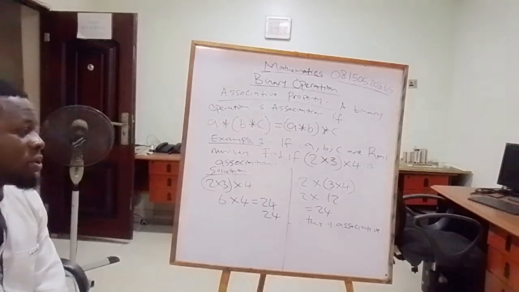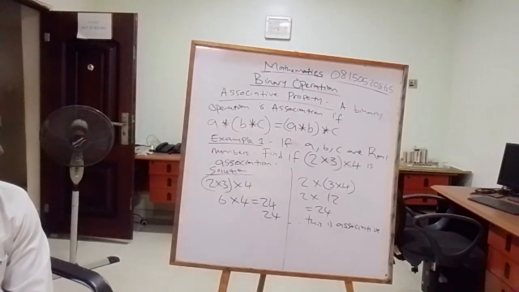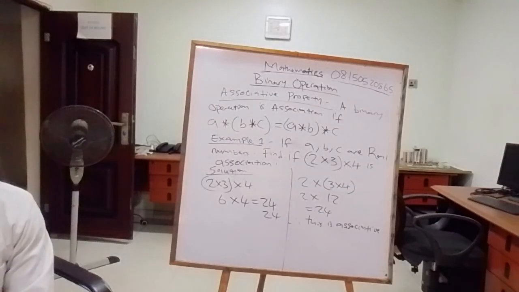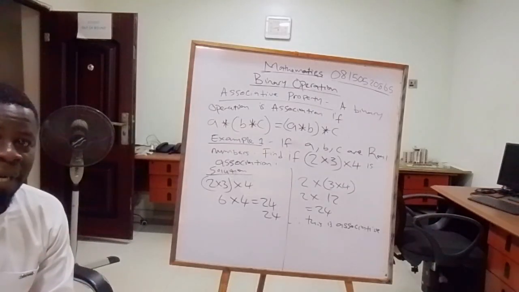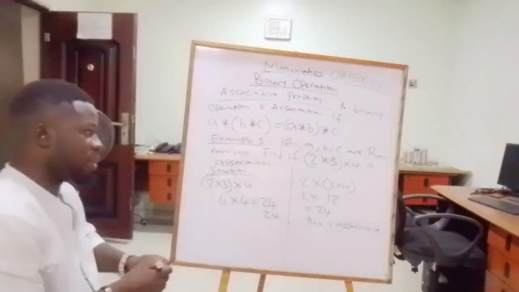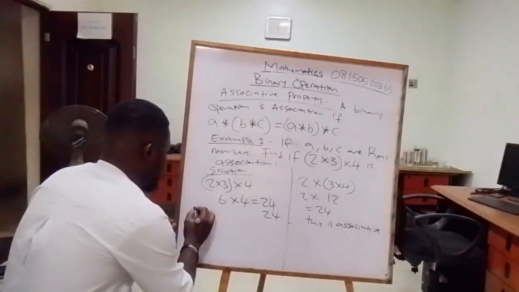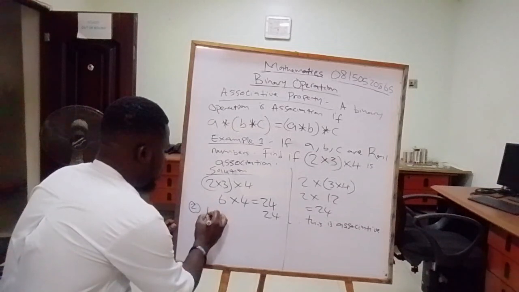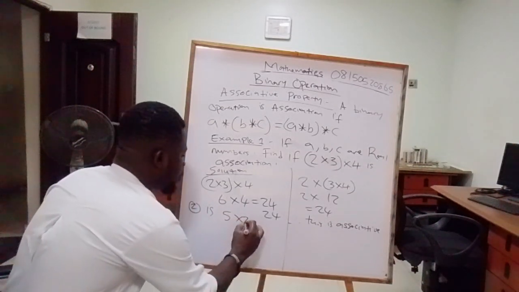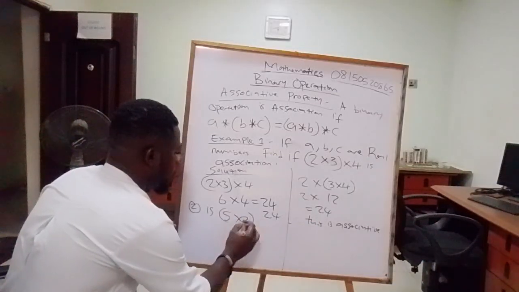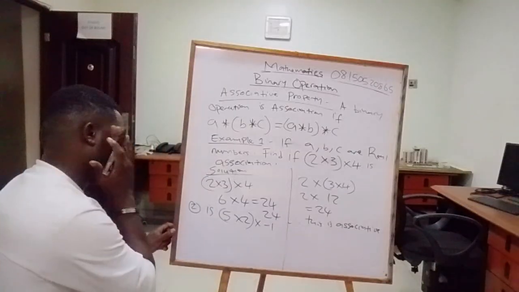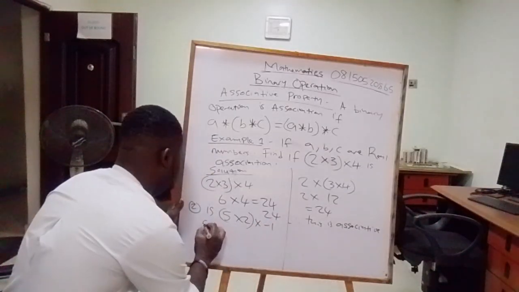So most times under association, multiplication and addition are still associative. But let's see another example. Example 2 is 5 times 2 times minus 1, associative.